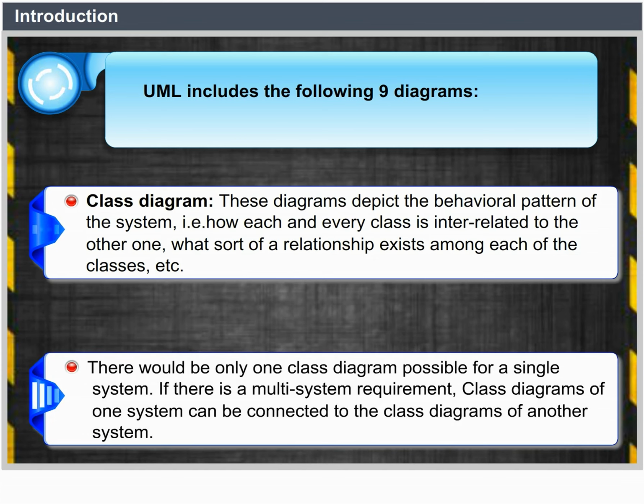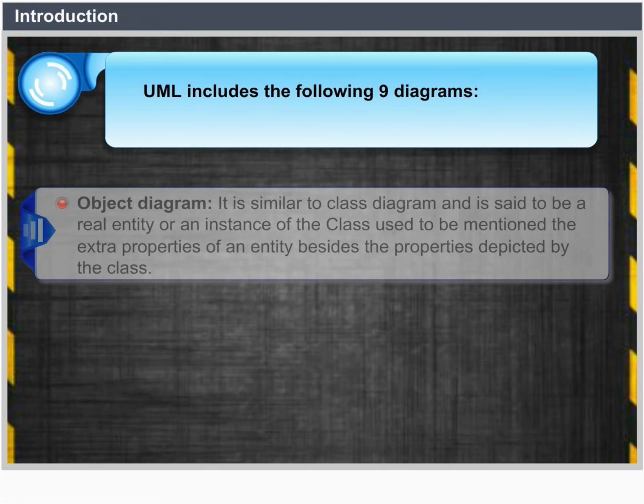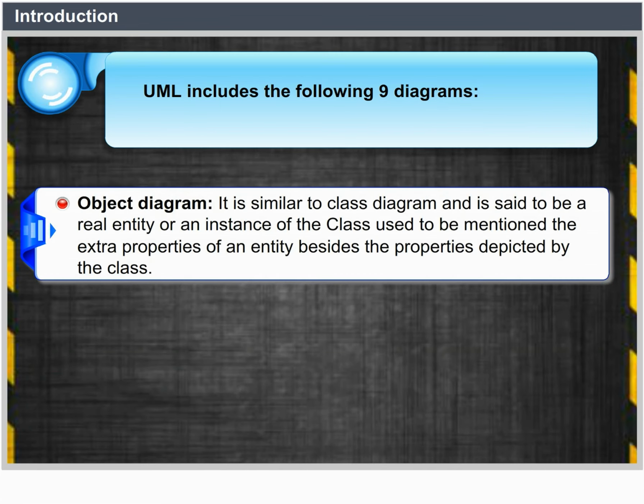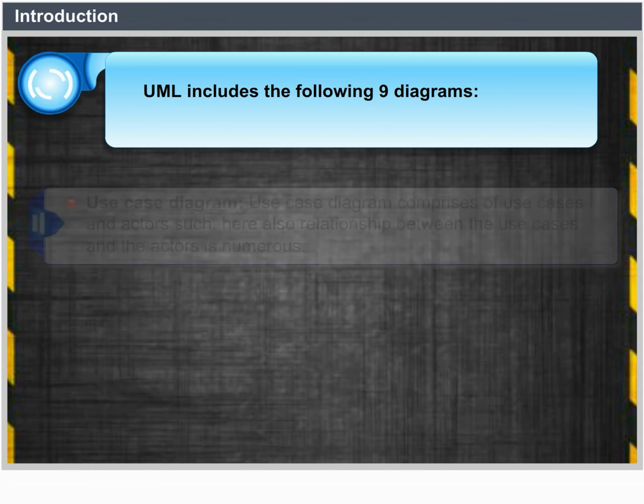There would be only one class diagram possible for a single system. If there is a multi-system requirement, class diagrams of one system can be connected to the class diagrams of another system. Object diagram. It is similar to class diagram and is said to be a real entity or an instance of the class used to mention the extra properties of an entity besides the properties depicted by the class.